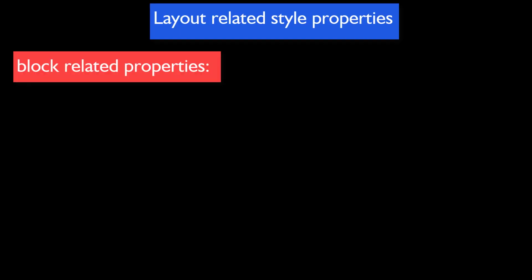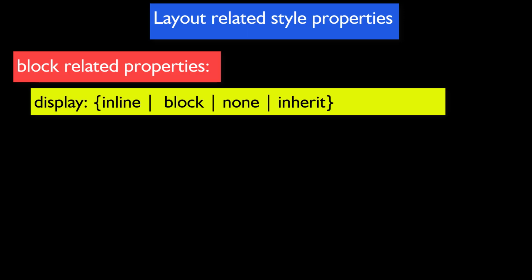Let's look at block-related properties. The display property indicates what kind of block the element generates, especially if you want to override the default. Display: inline or block or none or inherit. And there are others, but they're not relevant here.